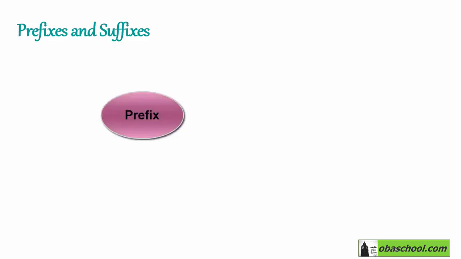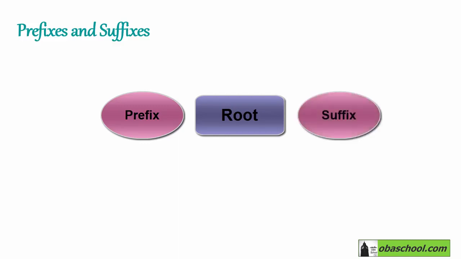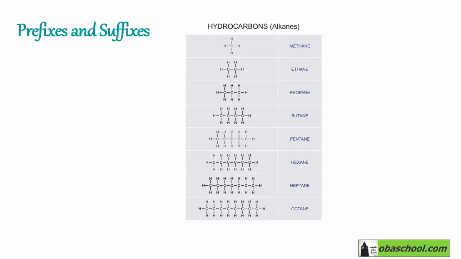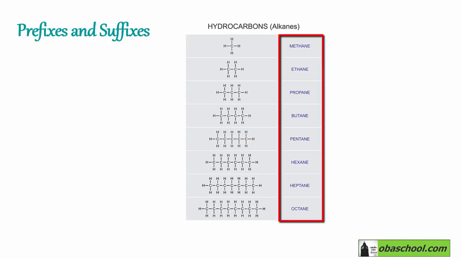Let's talk now about prefixes and suffixes. So prefixes and suffixes describe the changes which have been made to the root molecule. As we know, a prefix will be added to the beginning of the root, whereas a suffix will be added to the end of the root. It's not always the case that we will have a straight carbon chain which is continuous, and thus we will not always be counting the number of carbon atoms and finding the root, and that's it.